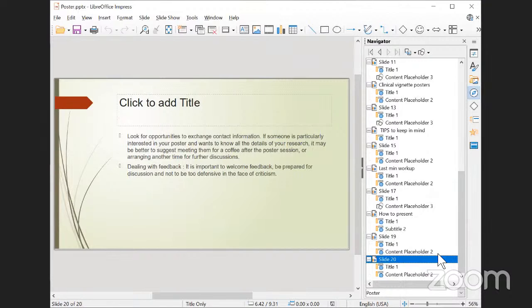If someone is particularly interested in your poster and wants to know all the details of your research, it may be better to suggest meeting them for a coffee after the poster session or arranging another time for further discussions. And finally, an important thing is to deal with the feedback. It is important to welcome feedback, be prepared for the discussion, and not to be too defensive in the face of criticism. Thank you.